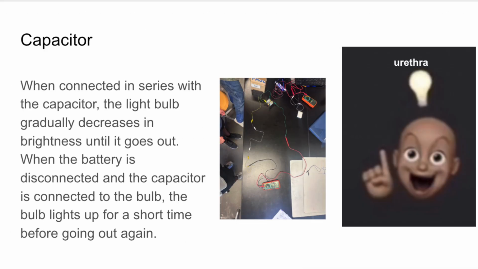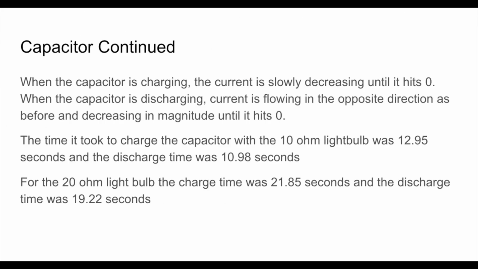So, onto capacitors. When connected in series with the capacitor, the light bulb gradually decreases in brightness until it goes out. When the battery is disconnected and the capacitor is connected to the bulb, it lights up for a short amount of time before dimming and going out again. When the capacitor is charging, the current is slowly decreasing until it hits almost zero. When the capacitor is discharging, the current is flowing in the opposite direction as before and decreasing in magnitude until, like before, it approaches zero.